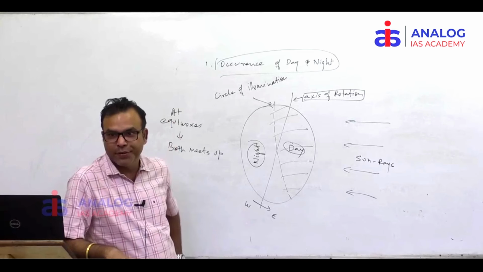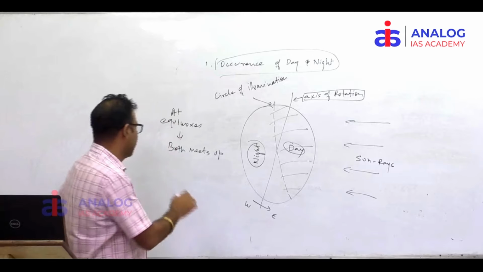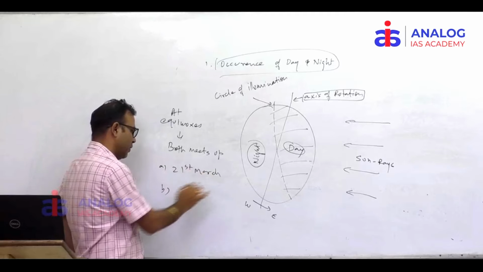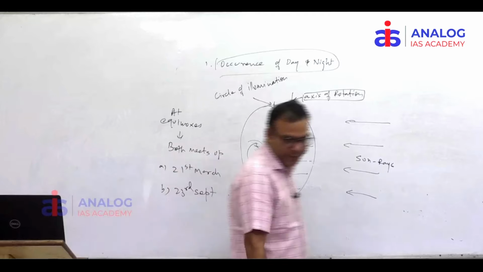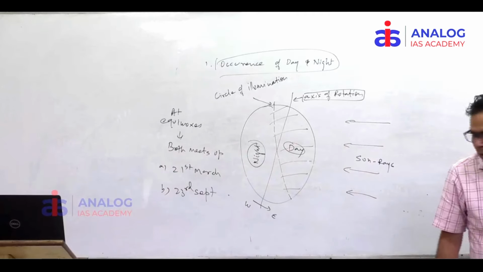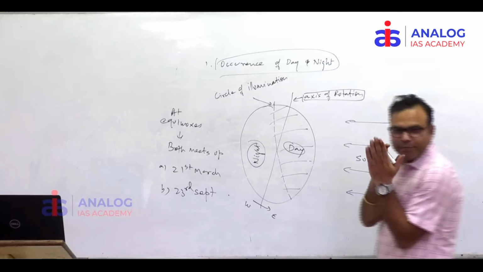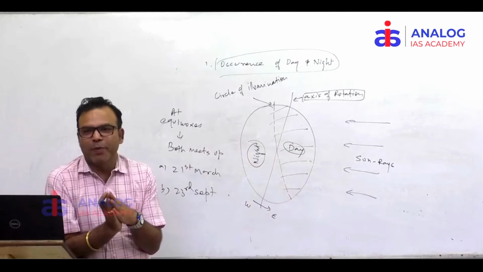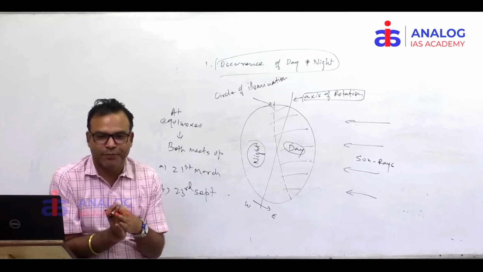Okay, 21st March and 23rd September. 2 dates. 21st of March and 23rd of September. These are the 2 dates. Please remember these 2 calendar dates. On 21st of March and 23rd of September, every year both the lines overlap. And during that time, all the parts of the earth have 12 hours day, 12 hours night.